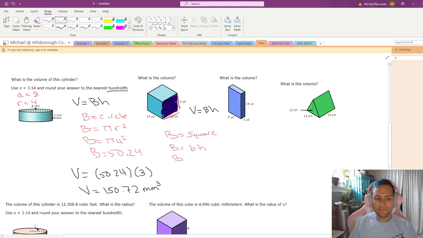So big B is going to equal 10 times 10, which is just 100. So coming back into my formula now, take big B and multiply it by the height. The big B was the 100 we just found.